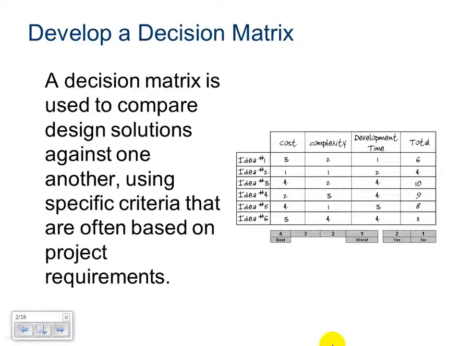A decision matrix is used to compare design solutions against one another using specific criteria so that your bias and what you think might be the best design stays out of it. Sometimes you have your design and you really like it and you want to build it, but it may not be the best solution for the time or the materials you have available. The decision matrix really helps you to figure that out and make your decisions and stay unbiased.